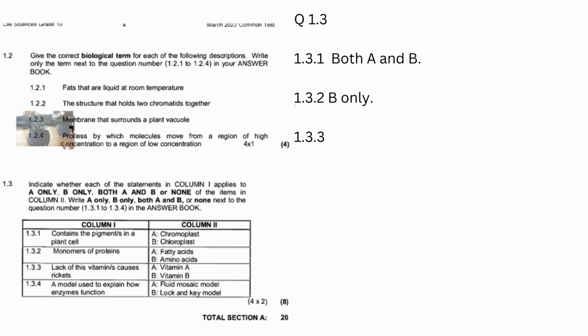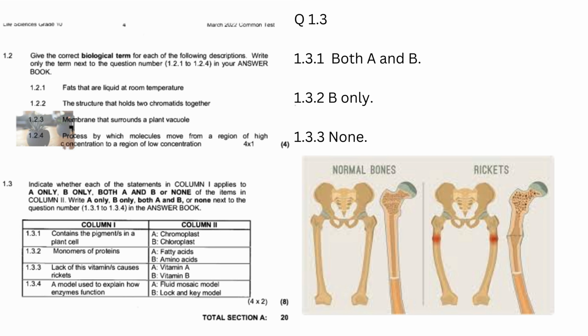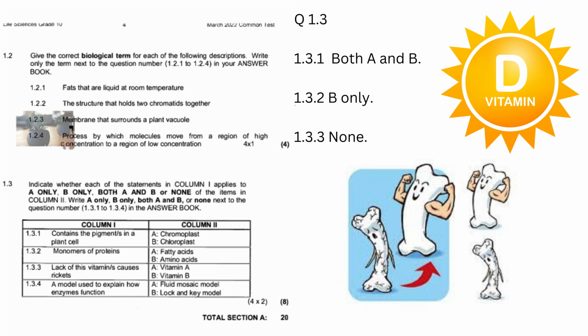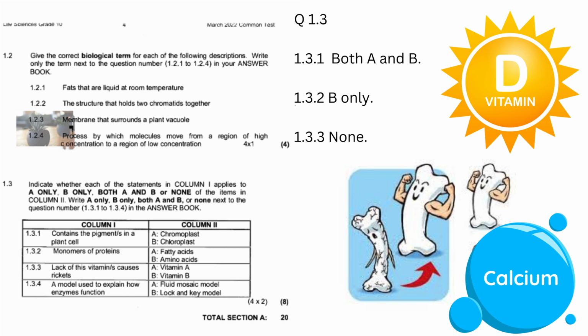Question 1.3.3. Lack of the vitamins causes rickets. A, vitamin A. B, vitamin B. The answer is none. Why? Because rickets is a bone disease, and strong bones need vitamin D and calcium.